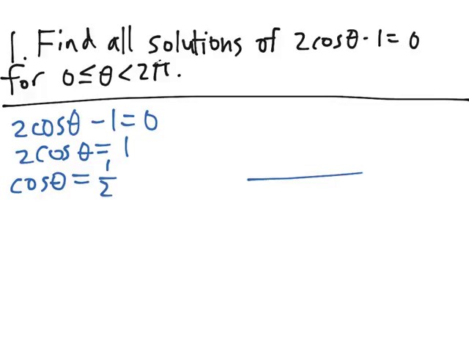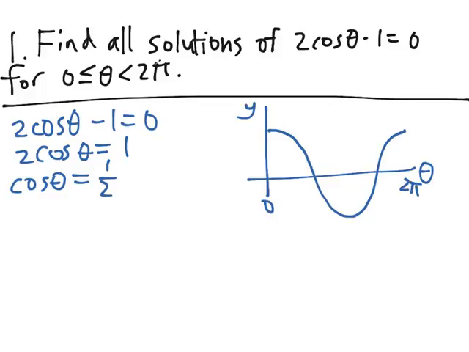Now if we draw a graph of both of these expressions, where this axis is theta and this is y, cosine theta will look like this between 0 and 2 pi. Here's 0 and here's 2 pi, while 1/2 will be a line like this. We can see that in this interval there should be 2 points of intersection, here and here.